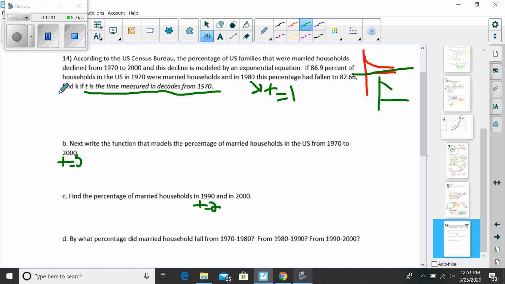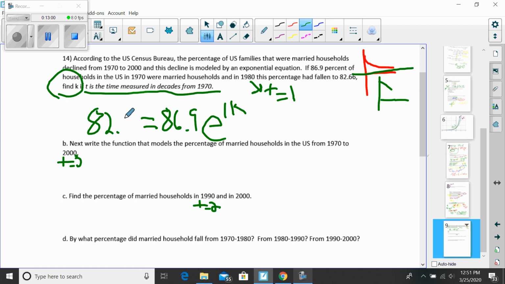Looks like I need to find K, right? I wasn't given K. So to do that, I say, okay, stopwatch started in 1970, right? So that's my Q sub 0, this 86.9. Okay. Then after 1 decade, so when T is 1, and I'm looking for K, after 1 decade, I have fallen to 86.66. Okay, so again, we're starting to see the same math over and over.